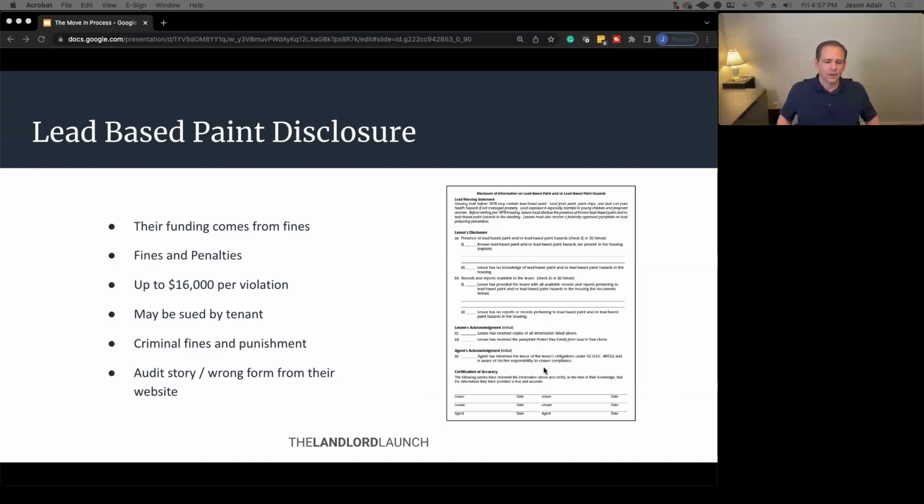But if there is a tenant whose child ends up getting lead-based paint poisoning from a home that was built before 1978, and they're diagnosed with that, and there's some issues, when they come to investigate that, when that lawsuit comes, they are going to want to make sure to see this. And if you don't have this, you are going to be dealing with some major stuff that you do not want to deal with. It is not pretty. It is not fun.